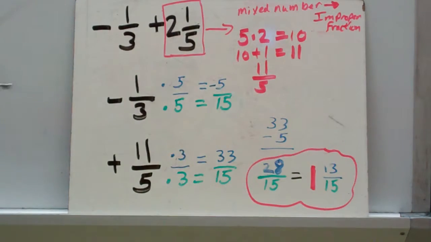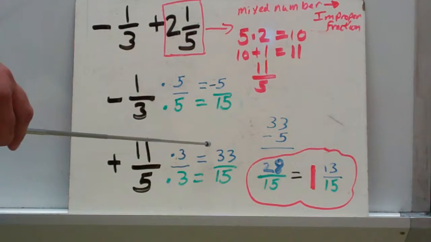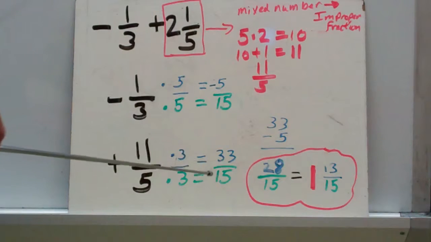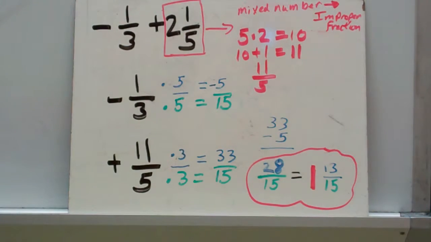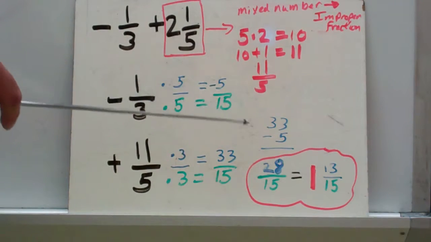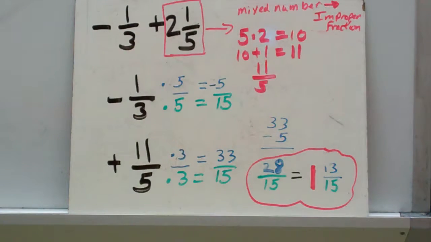So now my new fractions that I'm working with are negative 5 over 15 plus 33 over 15. My common denominator is 15, so I can just operate with my numerators. I have a negative 5 and a positive 33. Again, my signs are different. I need to find the difference between them. So when I subtract 33 and 5, I get 28 over 15, and we can leave it like that.